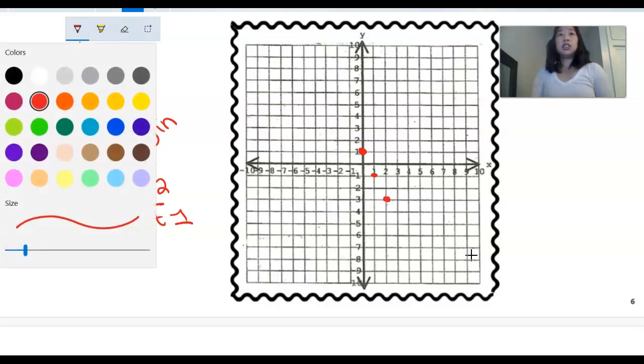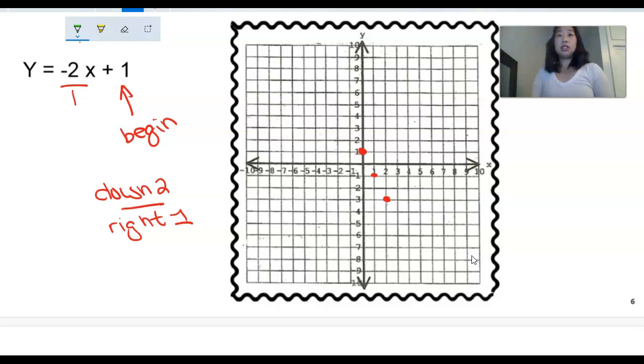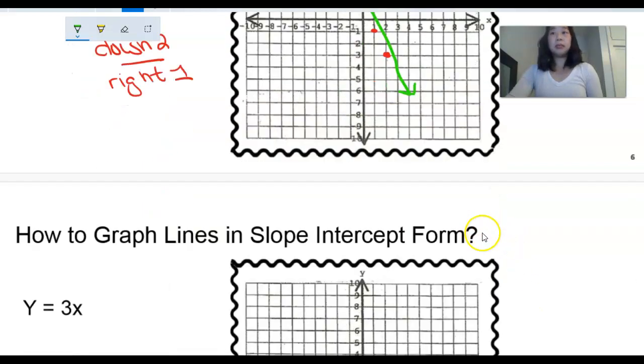Do we have a positive or negative slope? It is negative. So our line should slope negatively. I didn't do a very good job connecting those dots, did I? But our line should slope negatively, and it does.